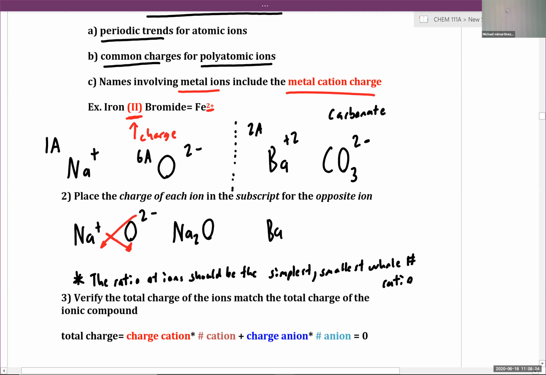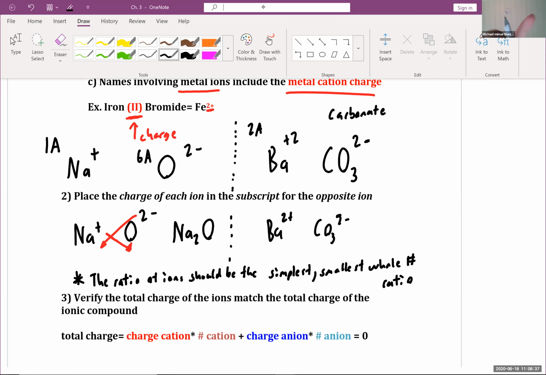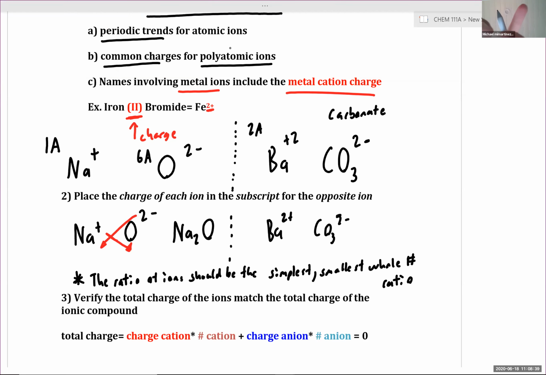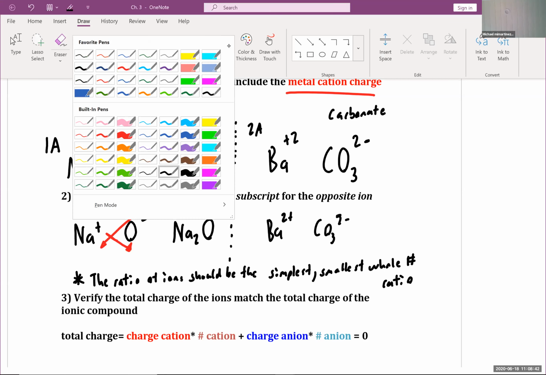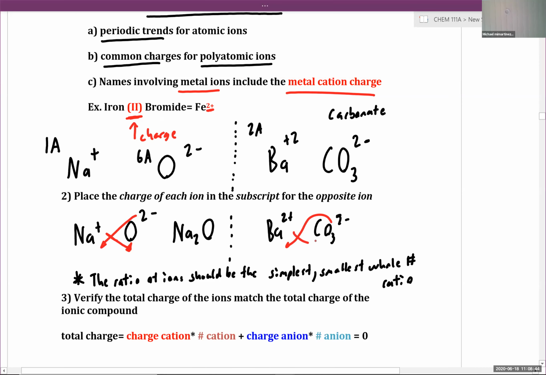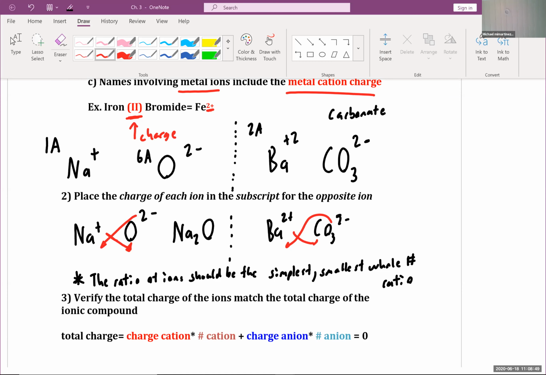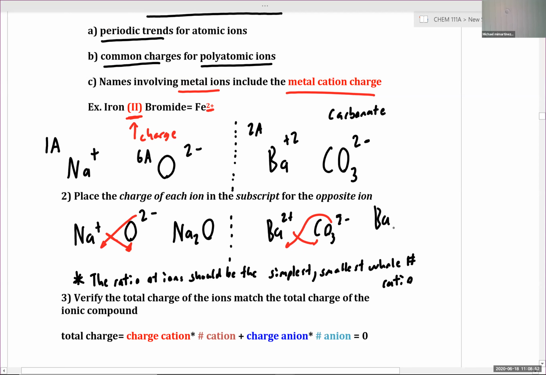Let's see where this rule applies when we look at barium carbonate. We have barium 2+, CO3 2-. Now we cross our charges, and we'd initially predict a formula of barium 2 carbonate 2. Whoops, one moment.